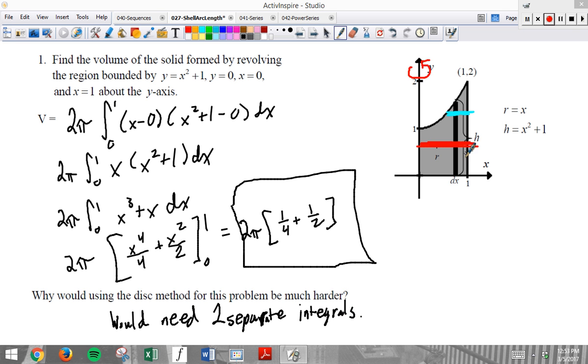What's another reason? How would you get right minus left? 1 minus 0? Very good. How about here? 1 minus, if you said it without x squared plus 1, you're wrong. You would also need to solve for y. Why do you need functions of y?